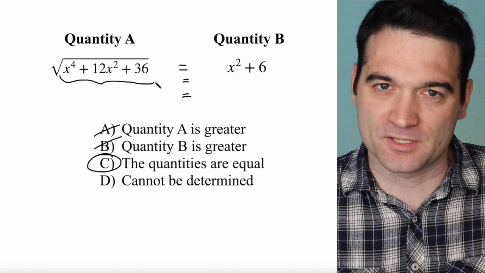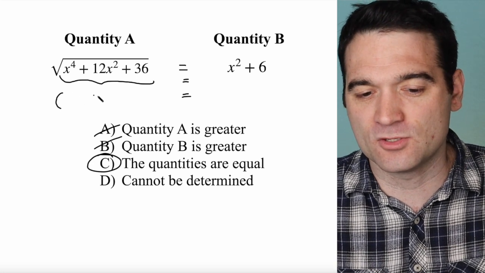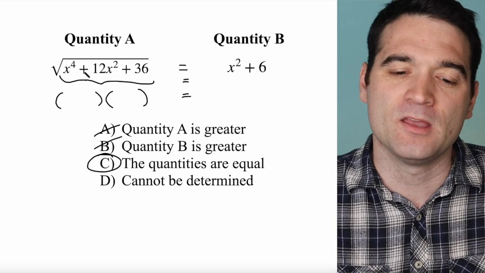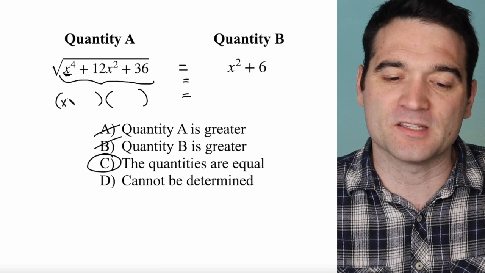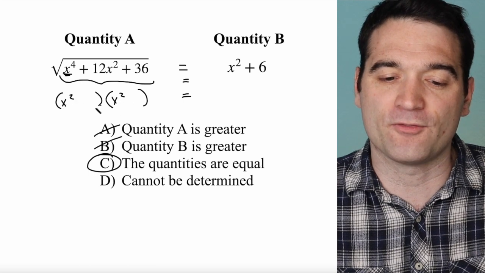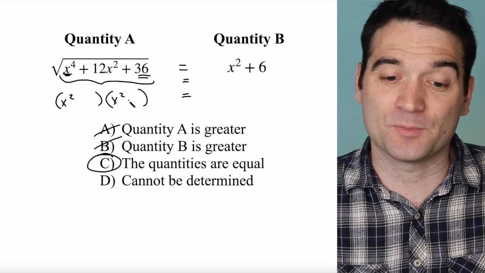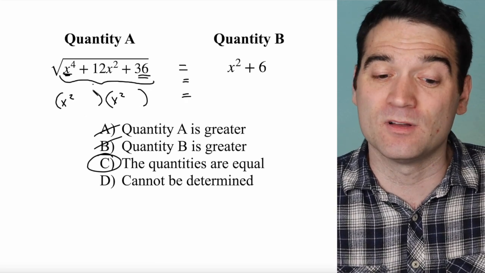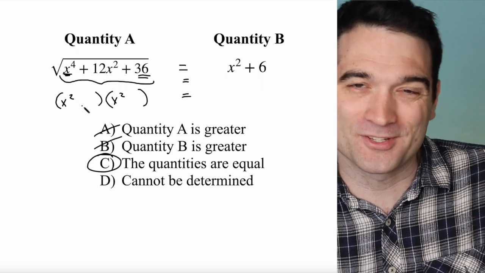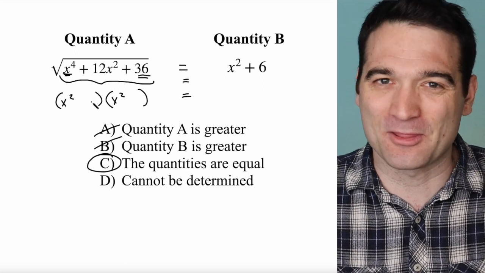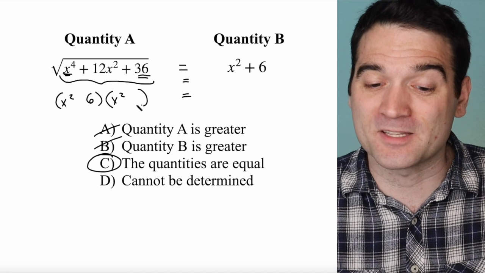I can factor this expression. I can factor it into these two pieces right here. So the first term of both of these is x squared, right? Because when I FOIL this back out, it's going to give me x to the 4. And the last term has to multiply to 36 and add to 12. Well, what number multiplies to 36 and adds to 12? Well, that's going to be 6.